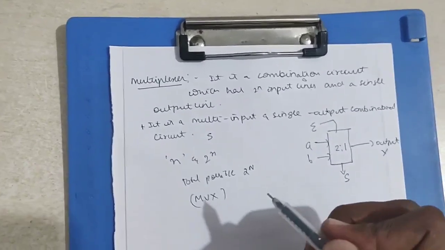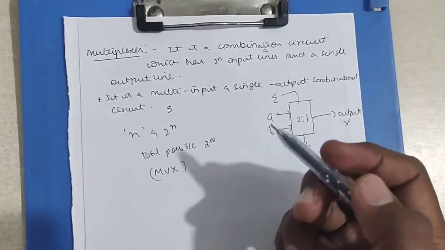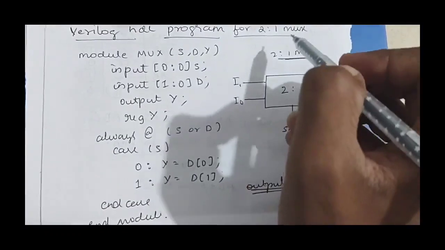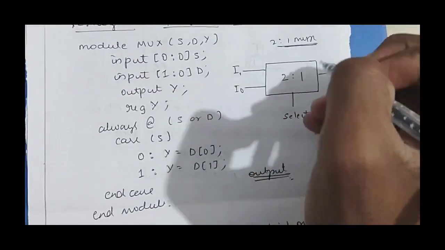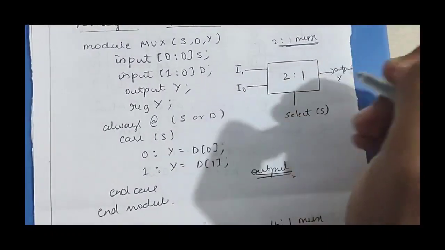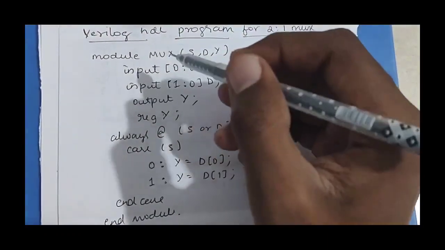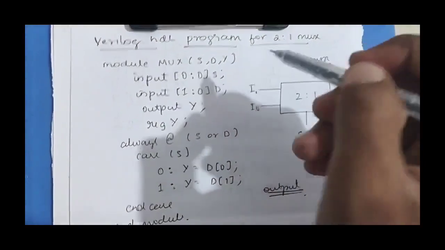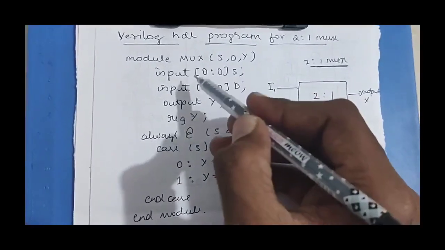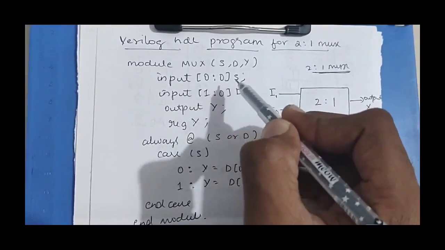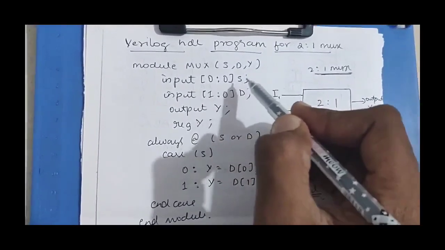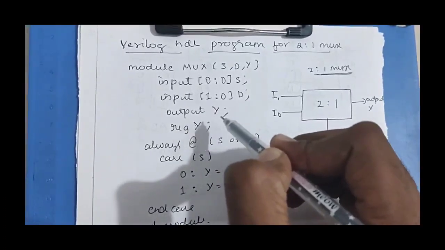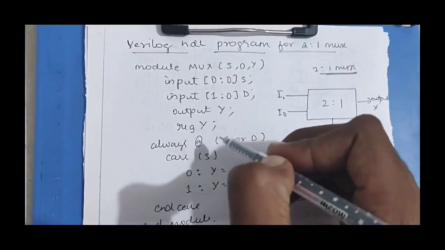Now we shall discuss the Verilog HDL program for a 2:1 mux. The 2:1 mux has one select line, two input lines and one output line. The module is named mux, with the select line, the data line and output y. Input s is a 1-bit select, and input [1:0] d is the data line connection, and output y will be the result.